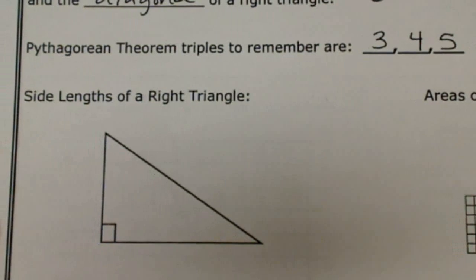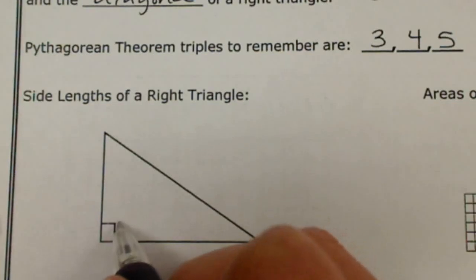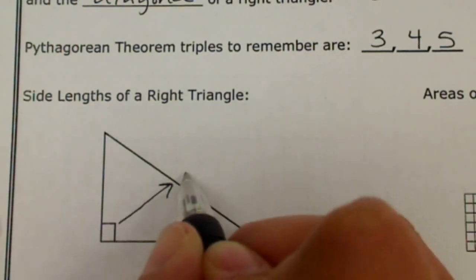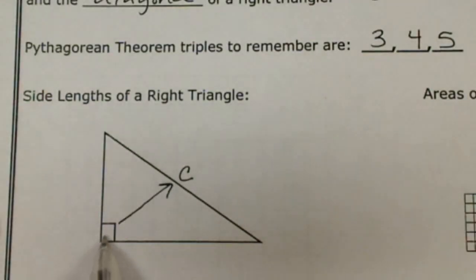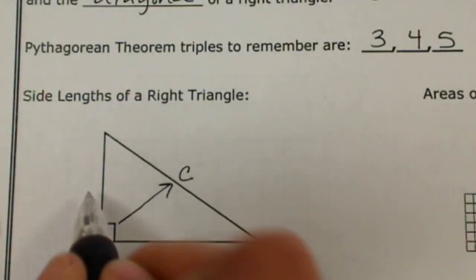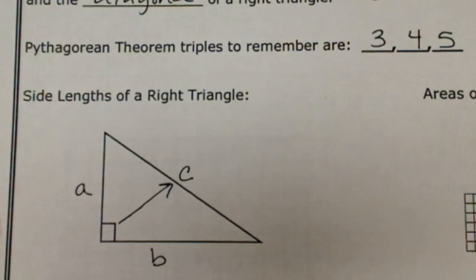Here we have the side lengths of a right triangle, so let's go ahead and label our right triangle. I'm going to find the square, the right angle, and across from that is the hypotenuse, so I'm going to label that C. The two legs are connected at the right angle, so I can label them A or B, it doesn't matter which order.